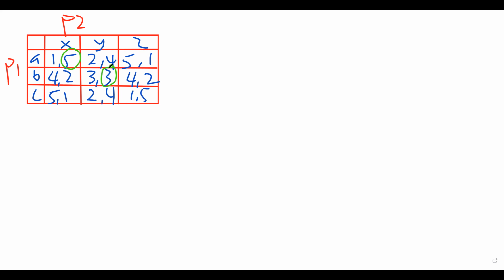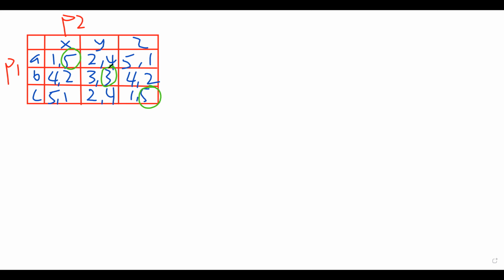Let's go to C. If player 1 goes for C, player 2 will go for what? Now that was obvious. You go for Z. Excellent, Steven. You go for Z. So you circle that 5.